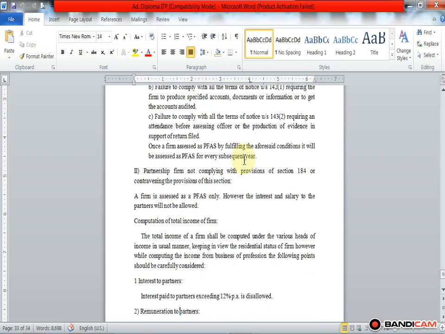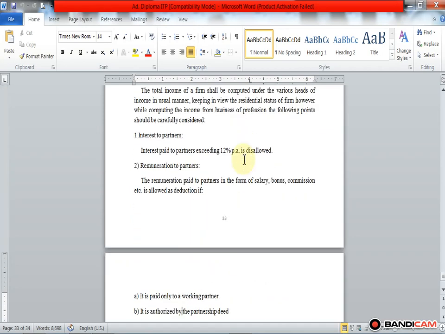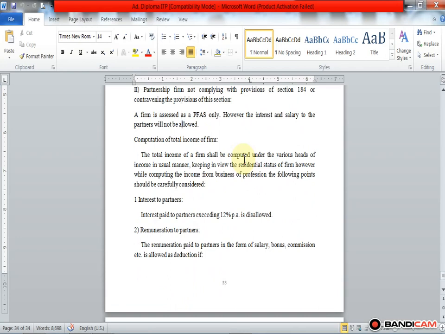Then the next method of computation of total income of a firm is: partnership firm not complying with the provisions of section 184 or contravening the provisions of this section. Okay, so here if the firm cannot comply with the provisions of section 184, then the firm will compute its tax by this method. So here, computation of total income of firm.